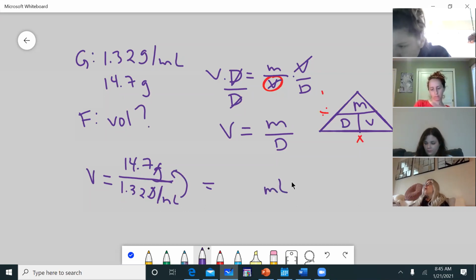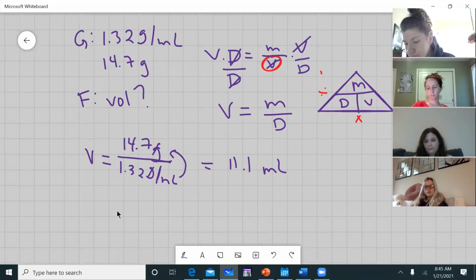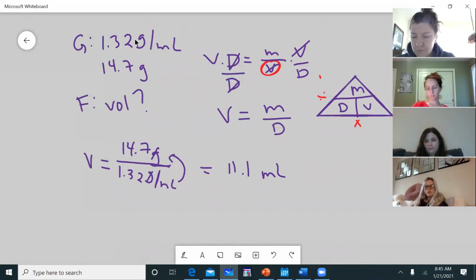So we just take our 14.7 and divide it by 1.32. And we end up with 11.1 milliliters. I like this best. I like to just rearrange the equation and plug and chug. The slides are going to show you how to use it in this dimensional analysis way though.